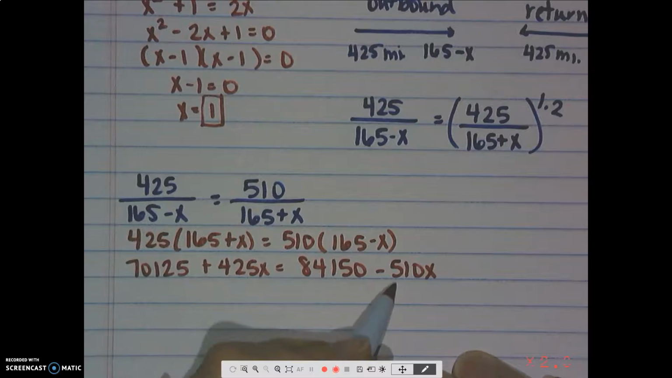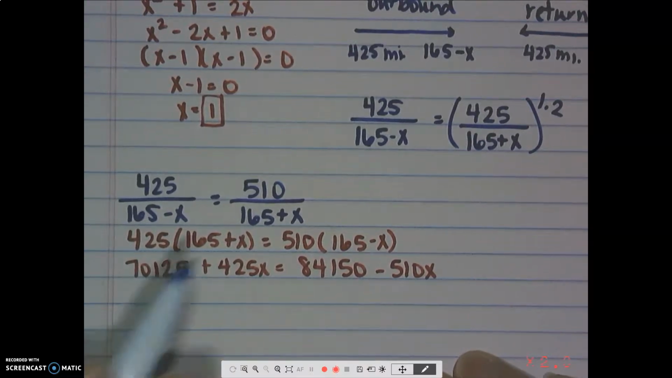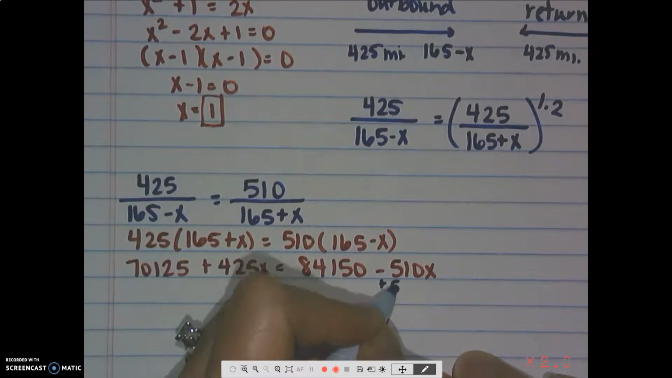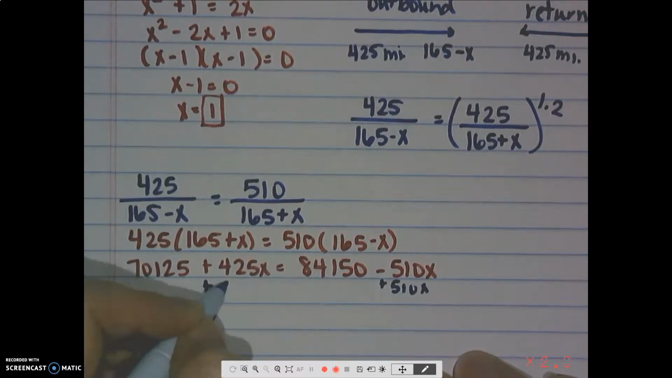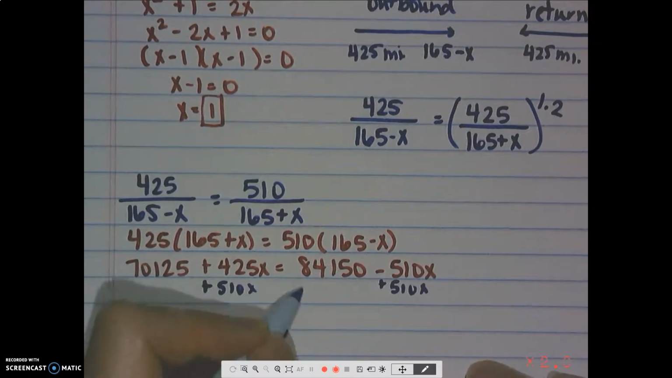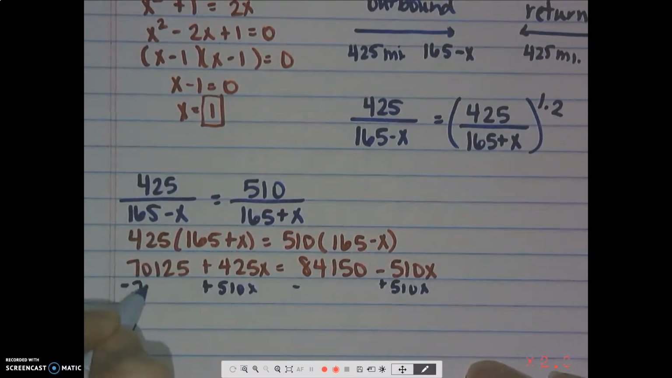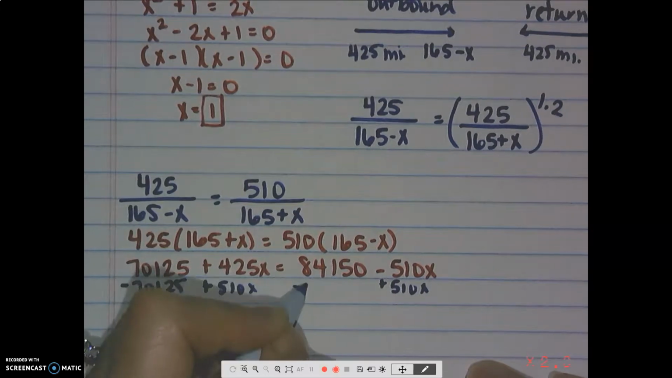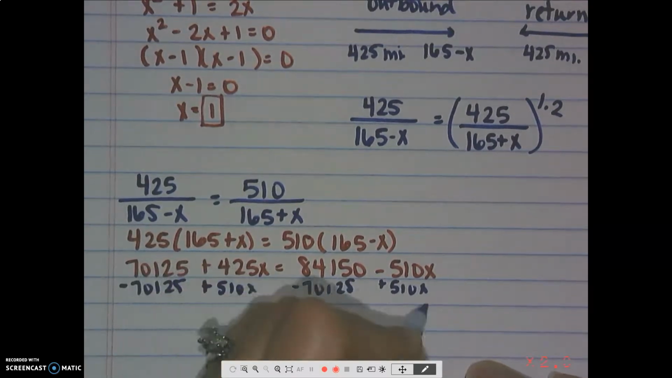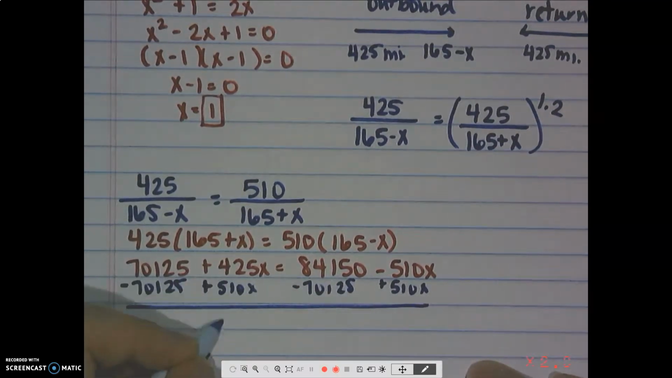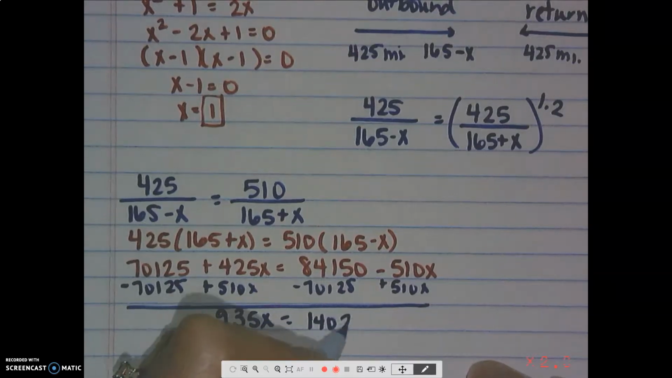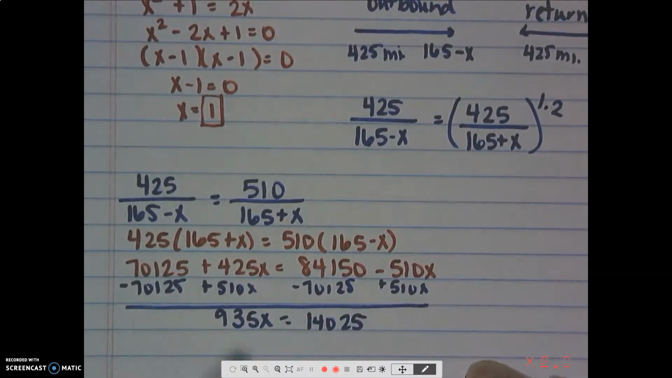So I'm going to get the X's over to the left and my numbers, my constants, over to the right. So I'm going to add 510X and we're going to subtract the 70,125, which means we would get 935X equals 14,025. And then to get X by itself, we're going to divide both sides by 935.